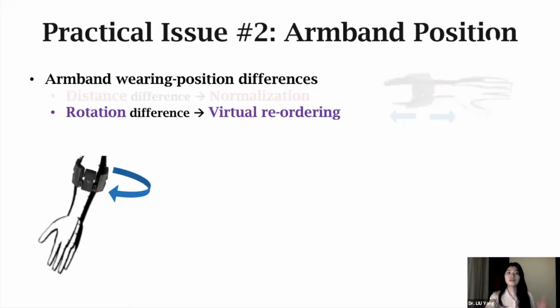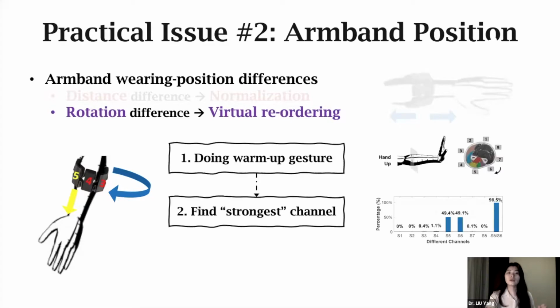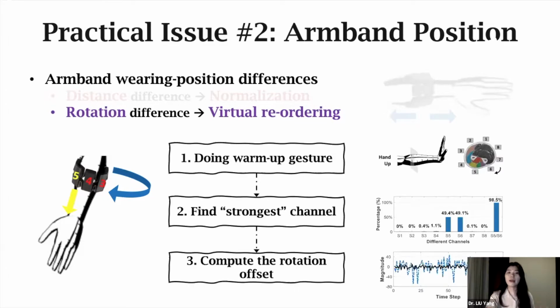The second difference is a rotation difference. We have a baseline setting where a specific sensor block is pointing to the direction of the index finger. However, whenever users wear the armband, they don't need to remember the number in our work. They can let any one sensor block point to this direction and conduct a one-time warm-up gesture. With these 3 steps, our system can automatically and virtually reorder the EMG signals to match the baseline setting.